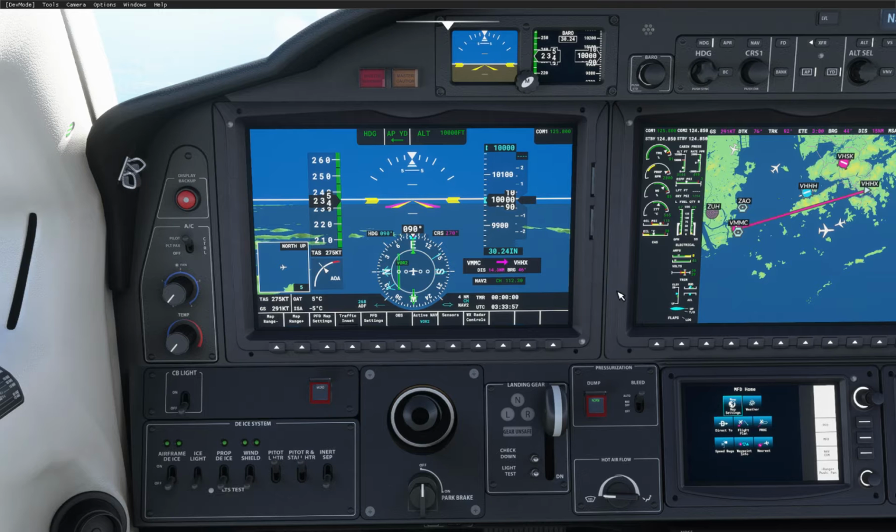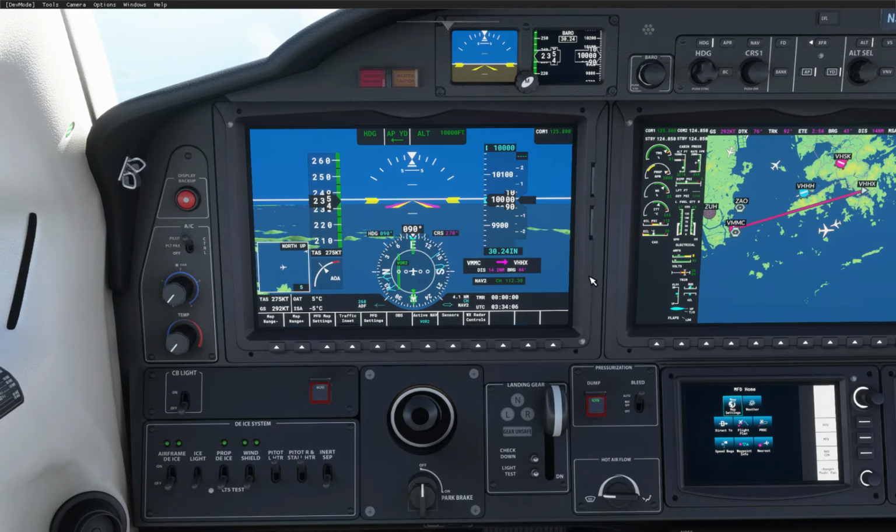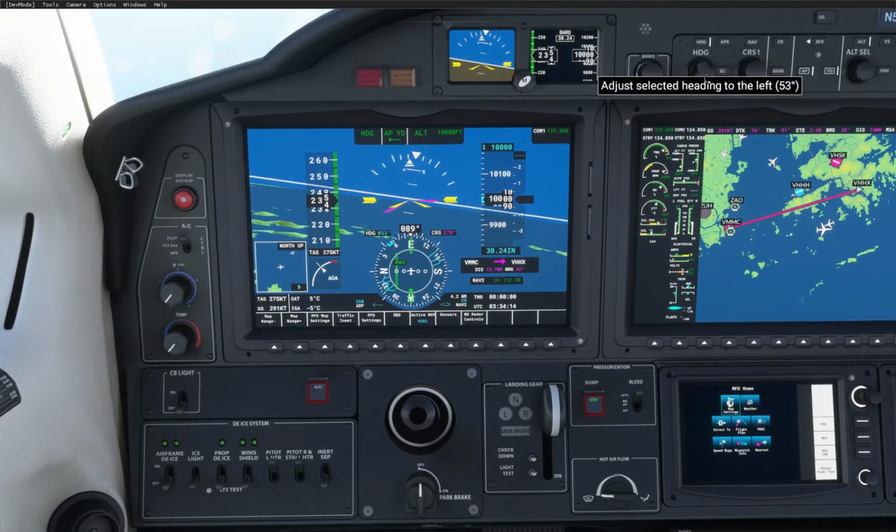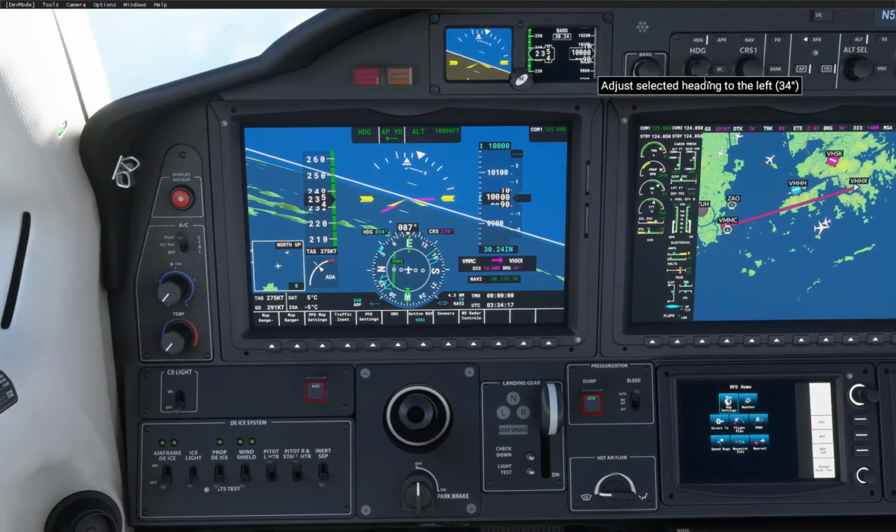Charlie Lima, left turn 350 direct Charlie Hotel. Cross Charlie Hotel at or above 8,000, cleared for the IGS, runway 13, Hong Kong. Roger, left turn 350 direct Charlie Hotel. Descend and maintain 8,000, cleared for the IGS.